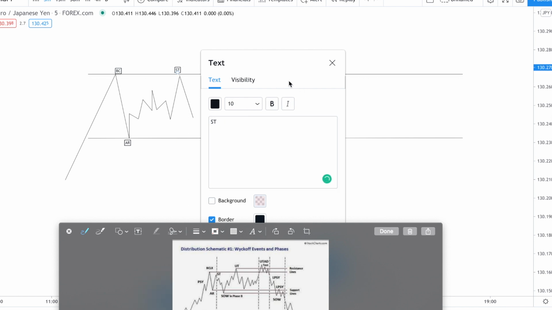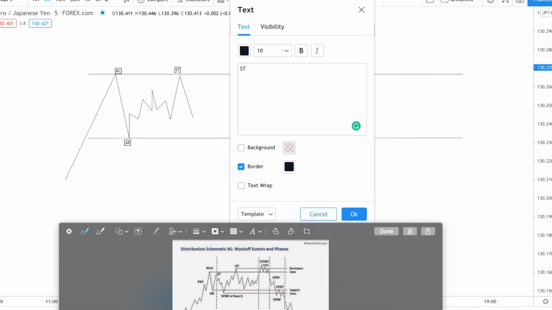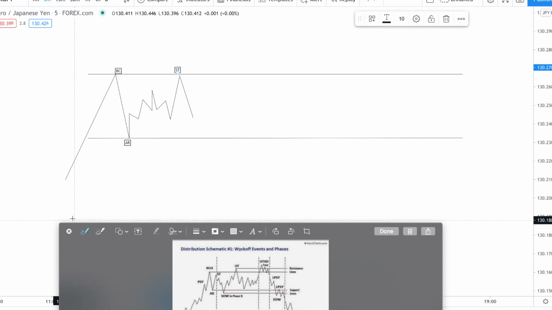It comes before that. Okay, so you want to make sure you guys are copying these charts, or whatever schematic you're using, in order. I noticed a lot of people are labeling things all over the place and it has to be in order. So buying climax, AR, identify the trading range, and then start with the motions, okay?